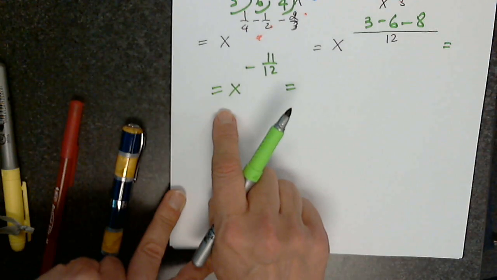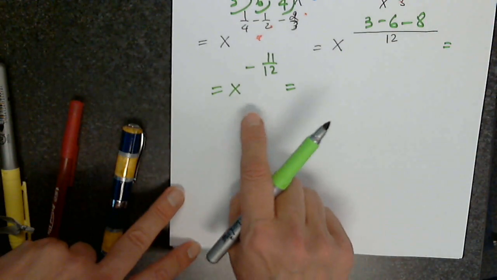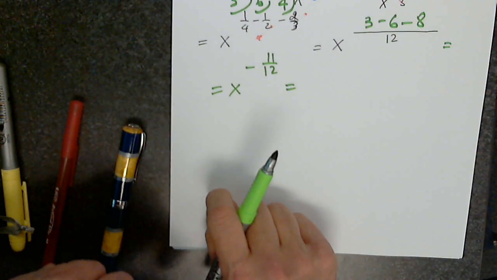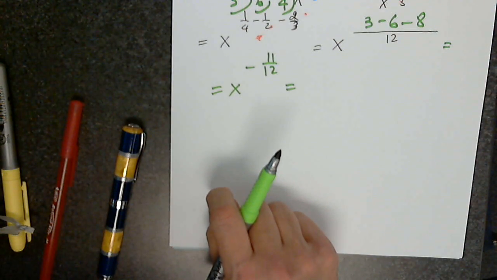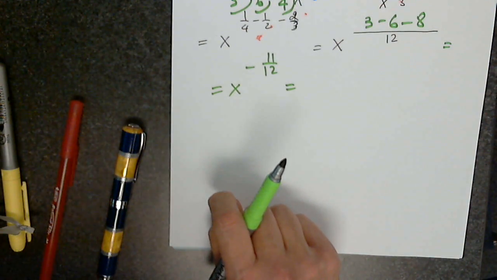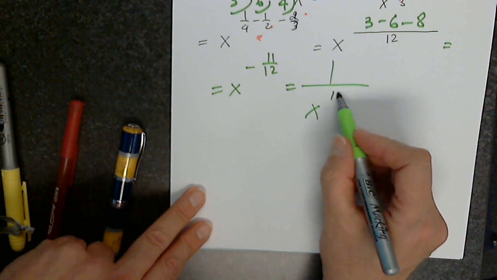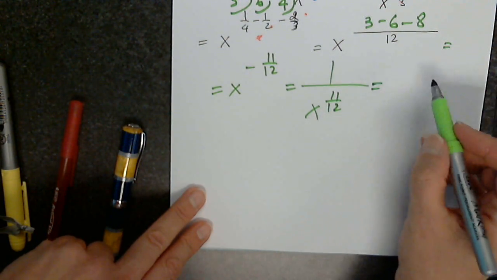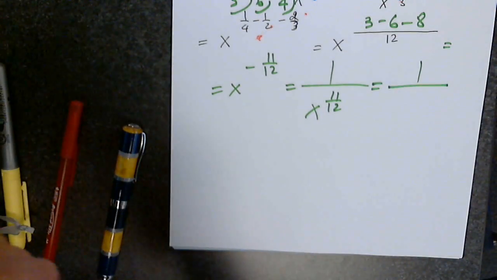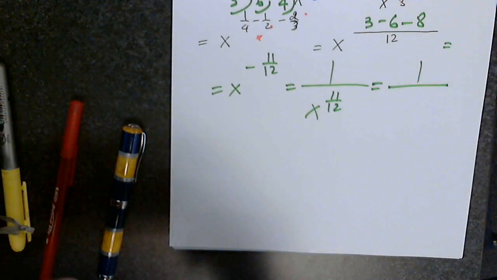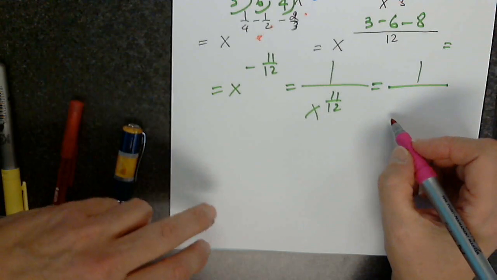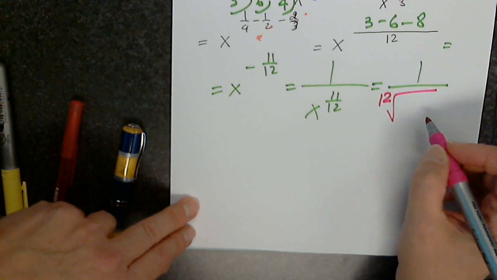I have a base raised to a negative exponent. What do I do with it? Right, we just mentioned the fact that I cannot leave a negative exponent in the final answer. I have to do what? So it's 1 over x to 11 over 12. Very good. Now this is what? 1 over the radical. Yes. Which one? The 12th root of x to the 11.